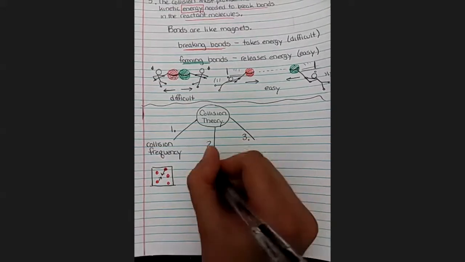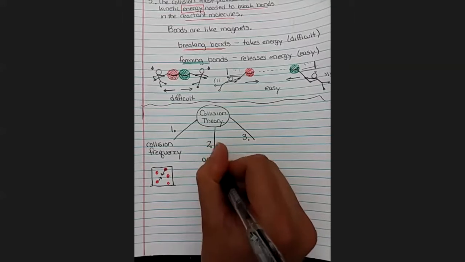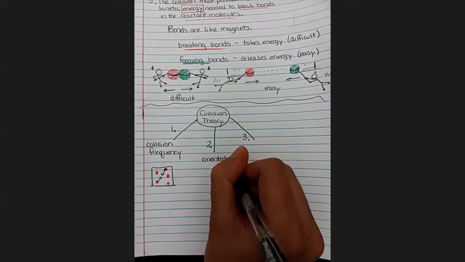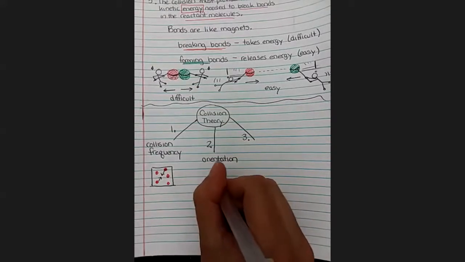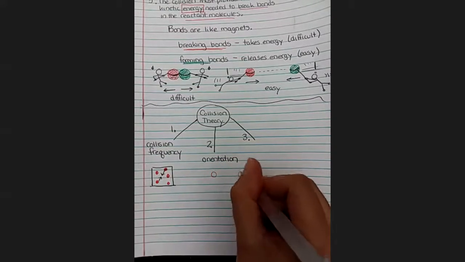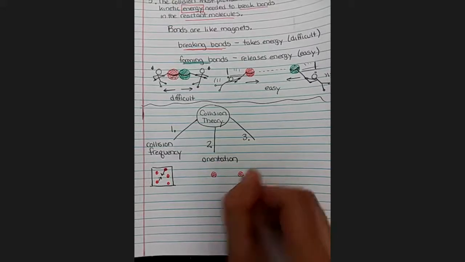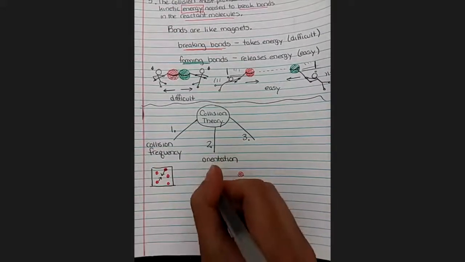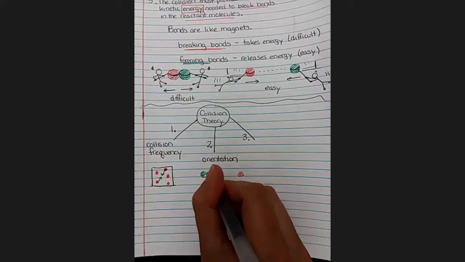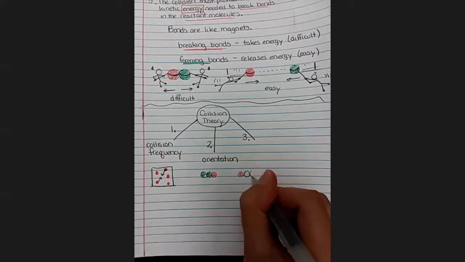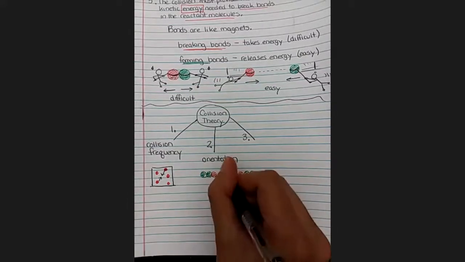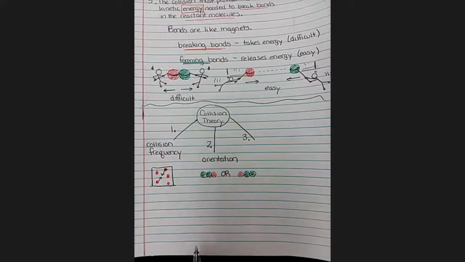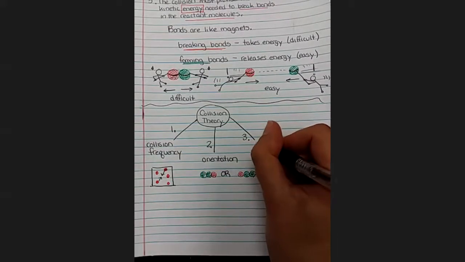Our second facet of collision theory was we have to have the correct orientation. So it's going to matter which way the particles run into each other, which end is on the left, which end is on the right. And our third facet of collision theory is energy.